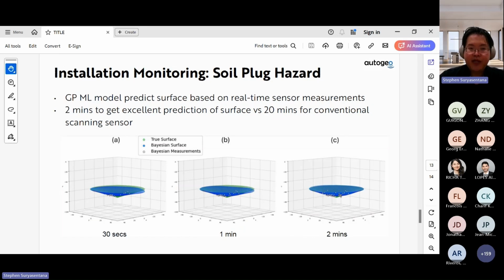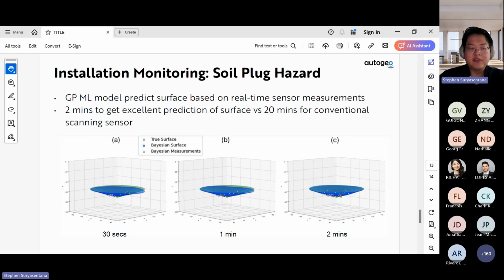And we also trained a Gaussian process machine learning model on the sensor measurements in order to predict the surface. And the figure here compares the predictions of that model against the true surface. And what you can see is that the machine learning model is able to predict the state of the salt plug surface very quickly. It takes maybe about 2 minutes to get a very good match against the true surface, which compares well against the conventional scanning sensor, which takes about 20 minutes.